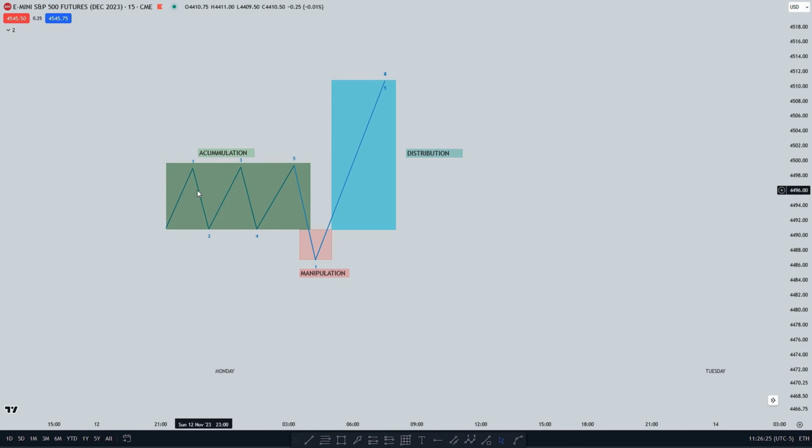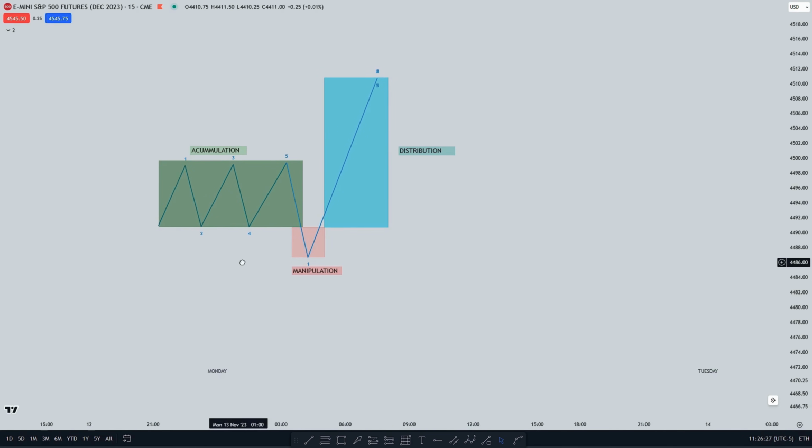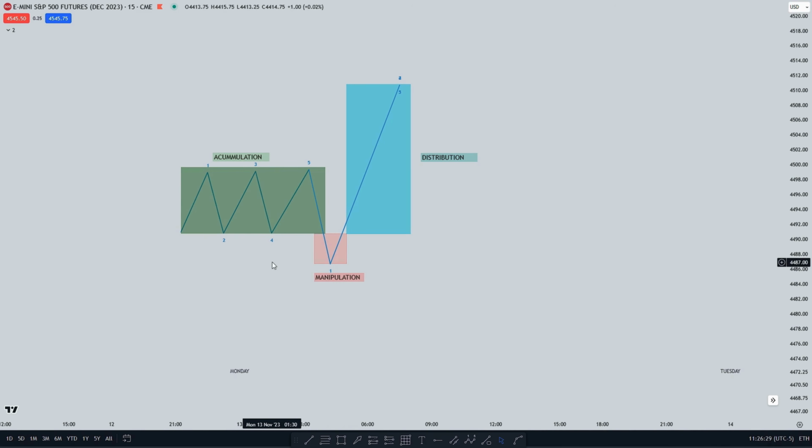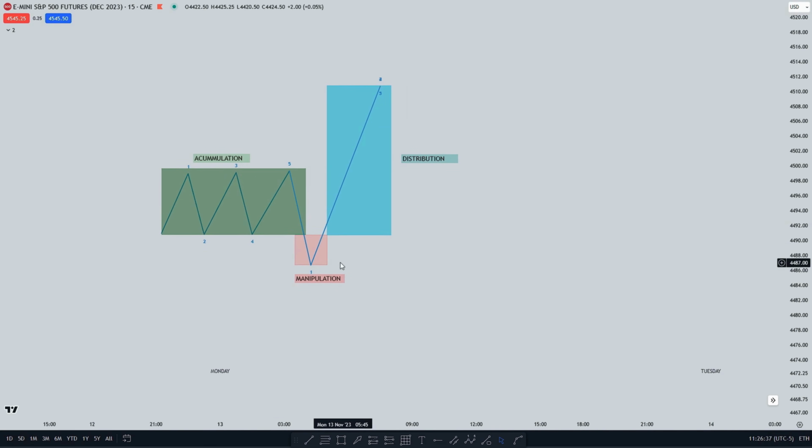After the original consolidation, we want to see a manipulation. The manipulation move is whenever price manipulates out of this consolidation range and then back into the range again. The reason price manipulates out of the range is because it wants to take out sell side liquidity and then move higher.